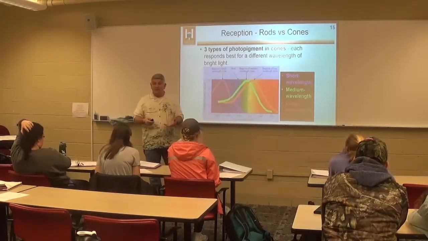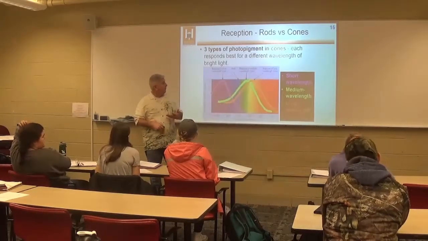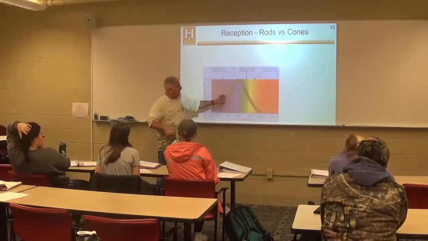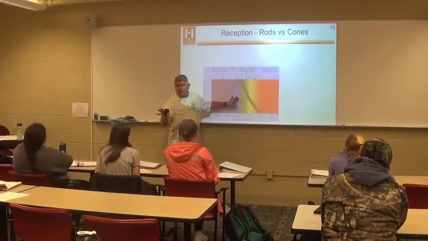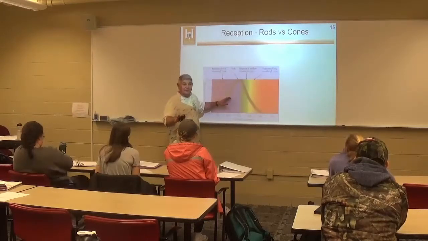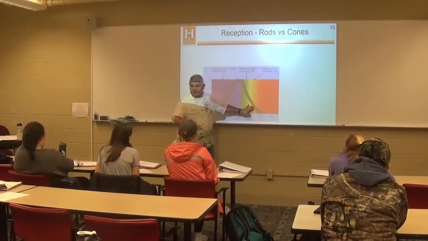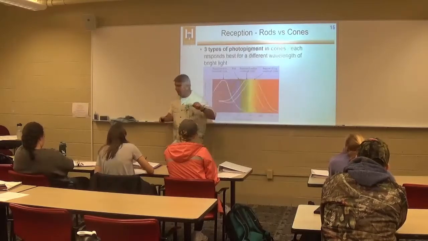With rods, how many photopigments do we have? One, right? So that's why we can't detect color, because we don't have anything to compare it to. The only thing we can see is intensity. High intensity, brighter shade of gray; low intensity, darker shade of gray. Y'all get that? Okay.